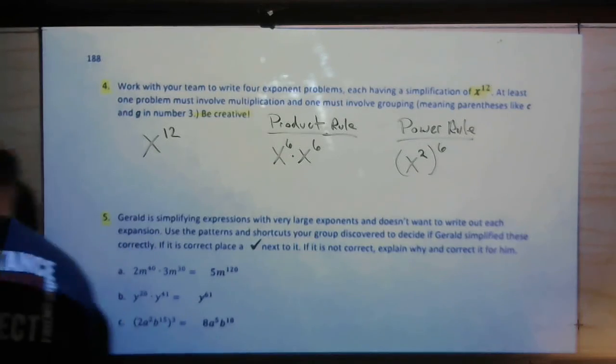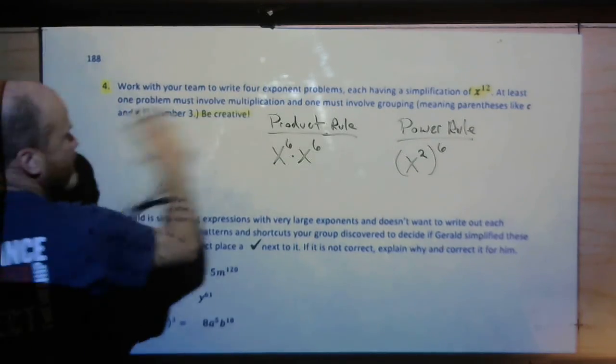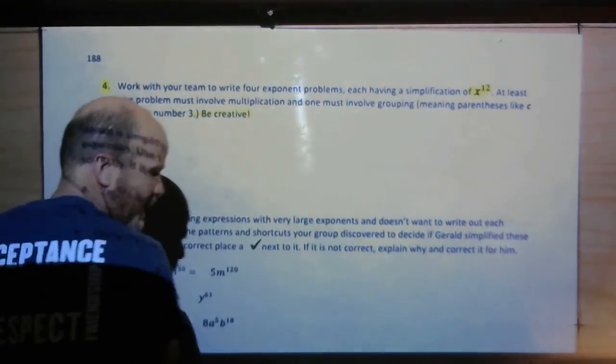Okay, let's go ahead and slide down and look at number 5.